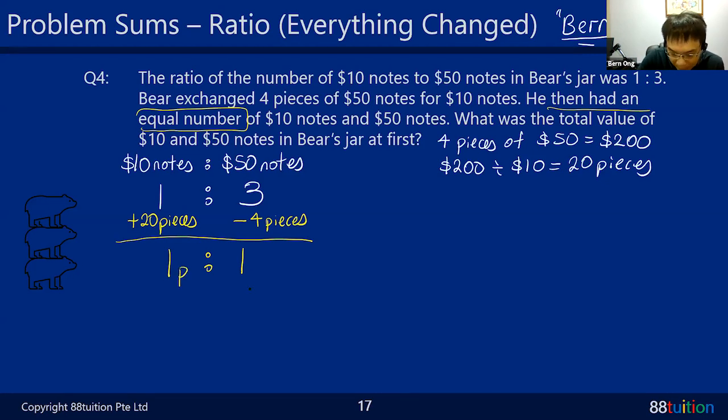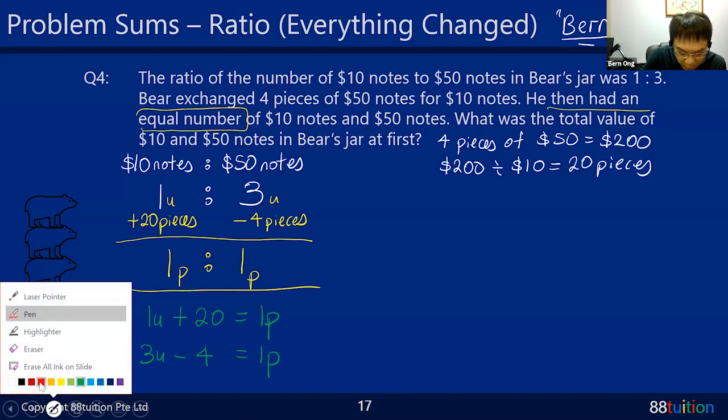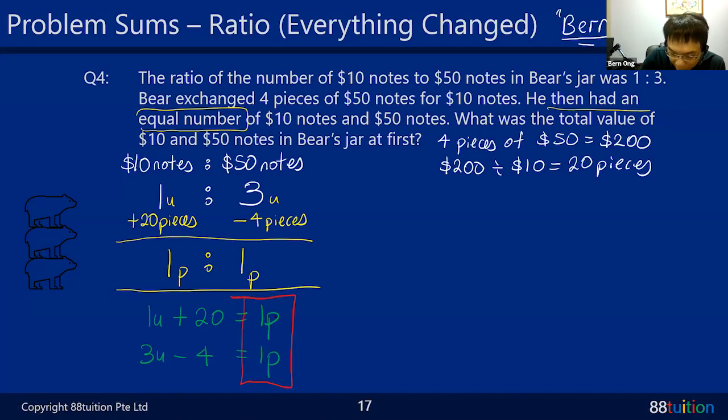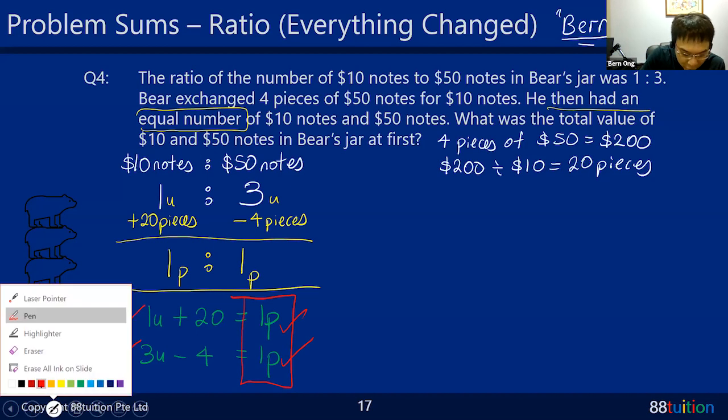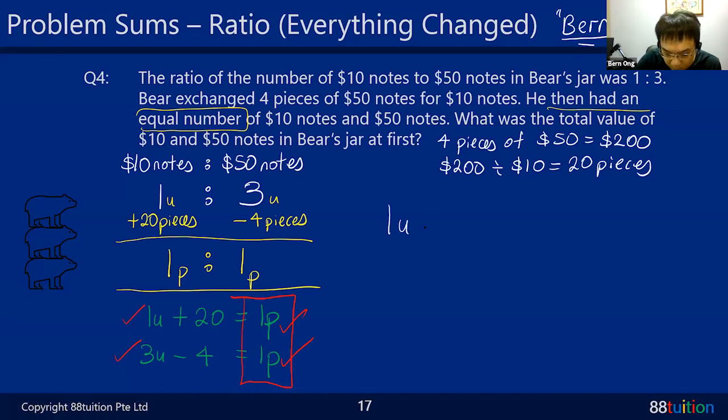All right, so you have something like that. This is like parts, and this is like units. So tell me the story. The story of the $10 is given as 1 unit plus 20 pieces is equal to 1 part. $50, what's the story? 3 units minus 4 pieces is equal to 1 part. Aha! The 1 part and the 1 part, are they the same number? Yes, they are. So this portion and this portion are the same, and you can conclude that 1 unit plus 20 is the same as 3 units minus 4.